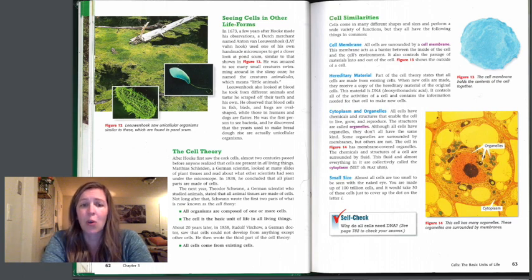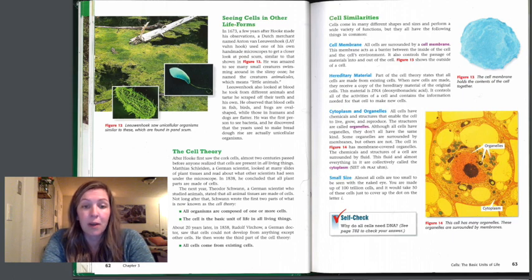After Hooke first saw the cork cells, almost 2 centuries passed before anyone realized that cells are present in all living things. Matthias Schleiden, a German scientist, looked at many slides of plant tissue and read about what other scientists had seen under the microscope. In 1838, he concluded that all plant parts are made of cells. The next year, Theodor Schwann, a German scientist who studied animals, stated that all animal tissues are made of cells.